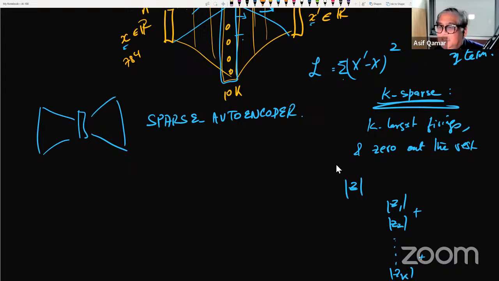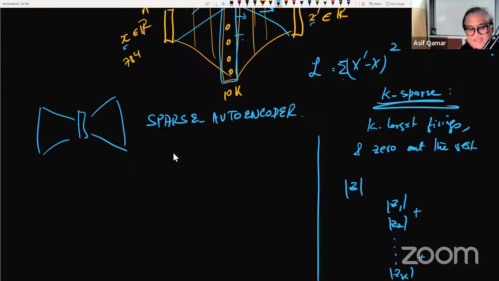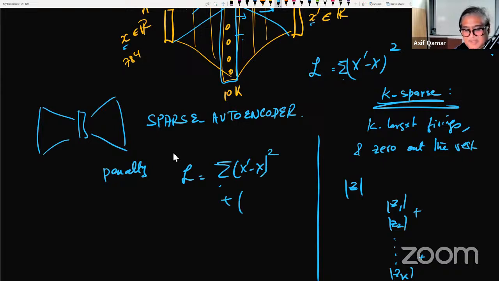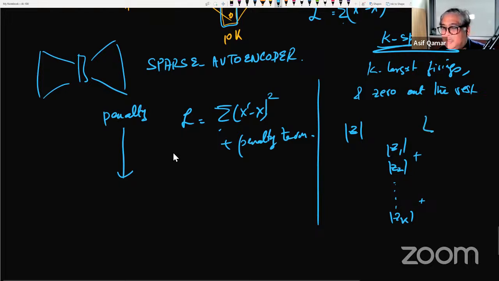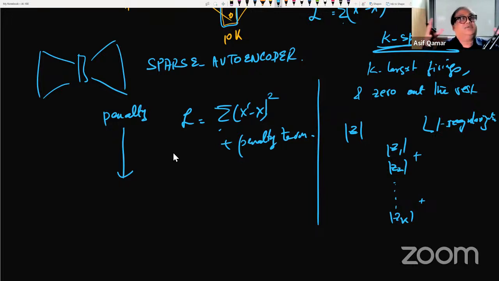So let me leave this. So k sparse is 1, and then you can apply either a penalty term, L equals x prime minus x squared, plus the penalty term. Now, there are two common penalty terms. One is this one. This is called L1 regularization. You're basically saying that all of the values shouldn't blow up. They should be small. Are we together? Guys, are we getting it?